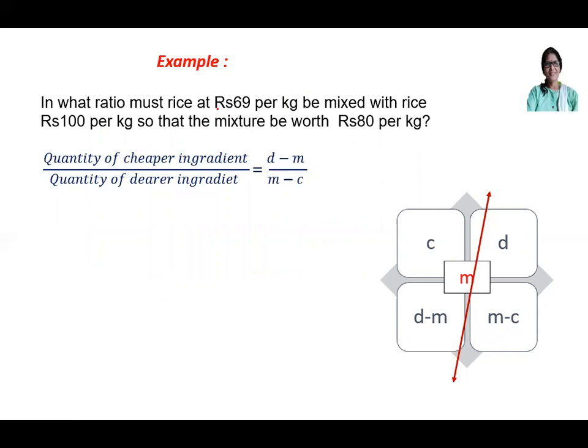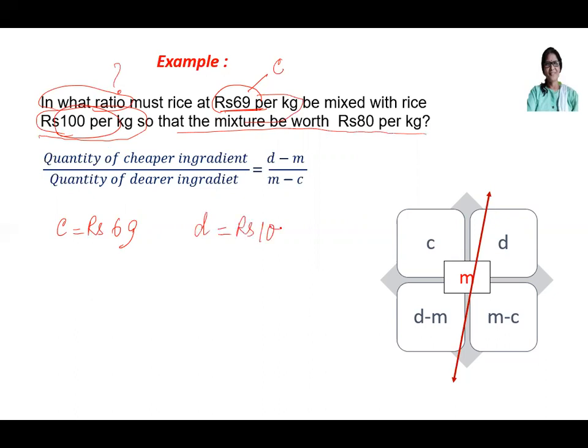At what ratio must rice at ₹69 per kg be mixed with rice at ₹100 per kg so that the mixture is worth ₹80 per kg? At what ratio? Always the question will be in this way. Rice at ₹69 will be the cheap one. This is small c, the cost of cheaper, which is ₹69. And the bigger one is D, dearer, ₹100, and M is ₹80.